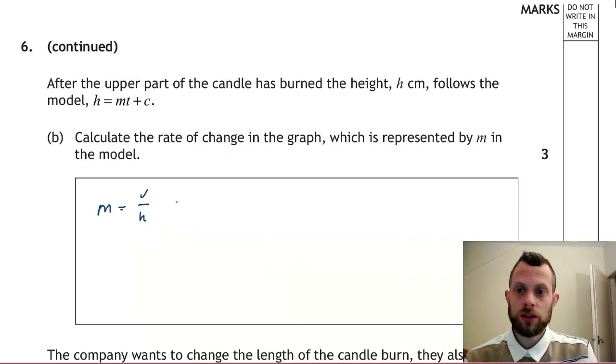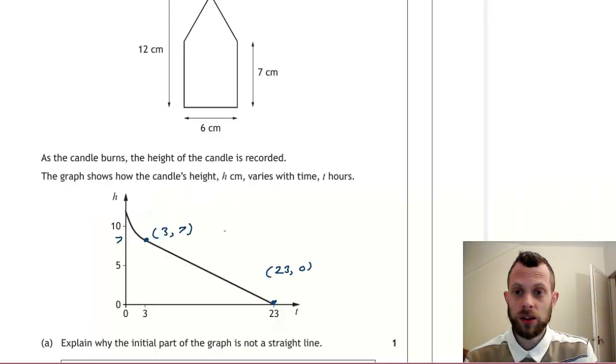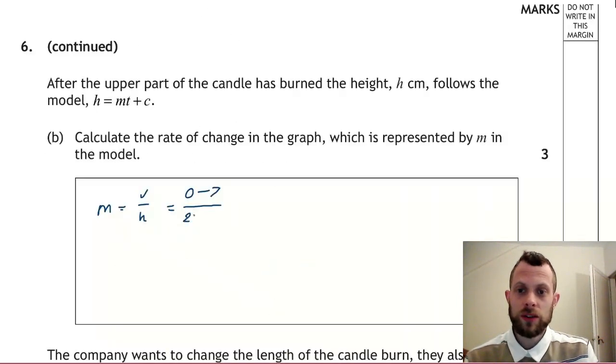So gradient is vertical change divided by horizontal change. The vertical change is 0 take away 7. It's a decrease over time, so the 0 should come first. We should get a change in height of minus 7 centimeters, and the time is 23 take away the 3 hours. We didn't start the straight line decrease until 3 hours had passed. So simplified would be minus 7 twentieths.